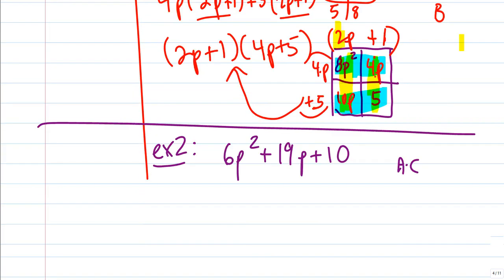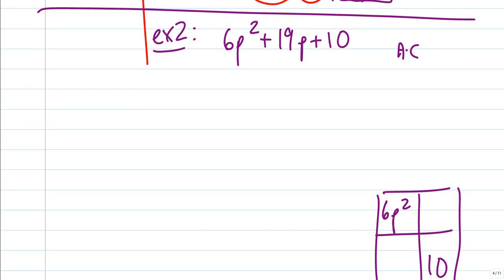1 down, 4 to go. Let's keep going. Okay, once again, if you want to use the diamond on this, you can. I'm going to go to AC. 6 times 10 is 60. Products of 60 that combine to make 19. If you can't come up with it, then start listing them.